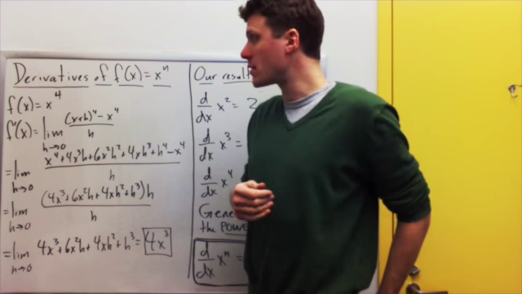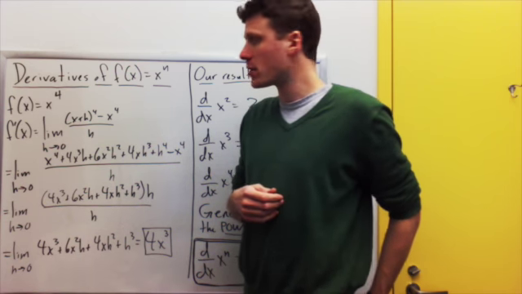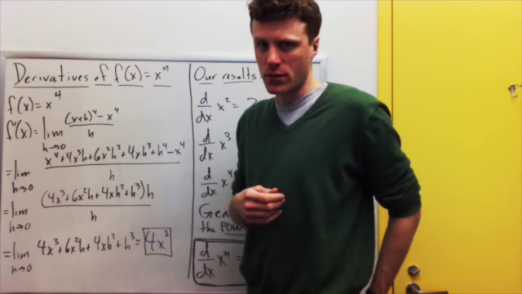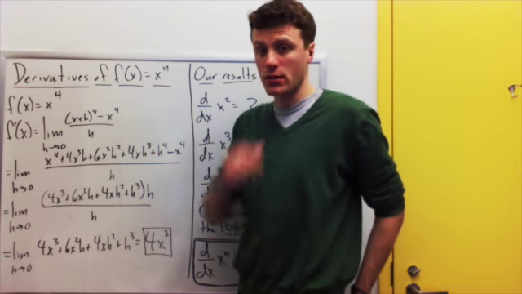So let's do this one more time. First of all, we're going to see that as the power of x gets bigger and bigger, the limit becomes more and more annoying. But also we're going to see that a pattern is emerging, and that that pattern is correct.